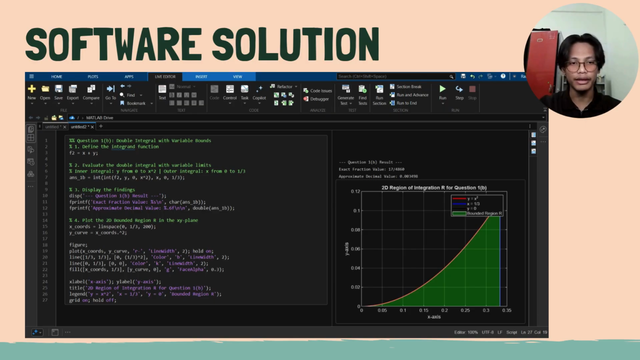But here you can see the script that I typed out, and after we run the simulation, we get the graph and the same answer as the manual calculation, which proves that our script is right. You get to see the answer, which is 17 over 4860.